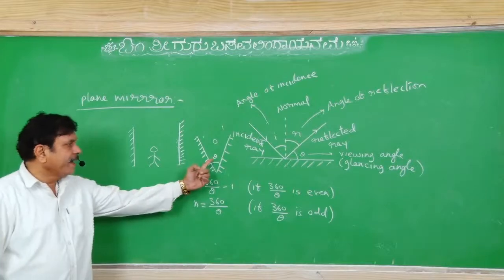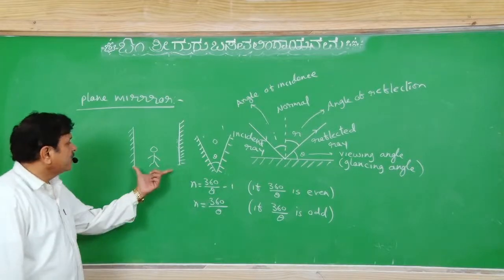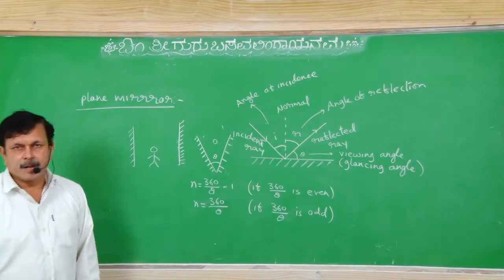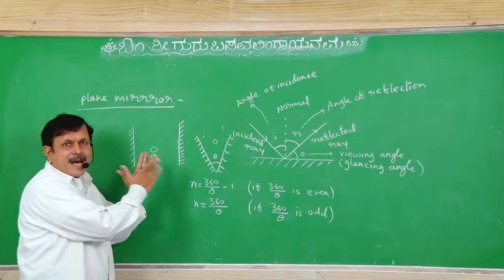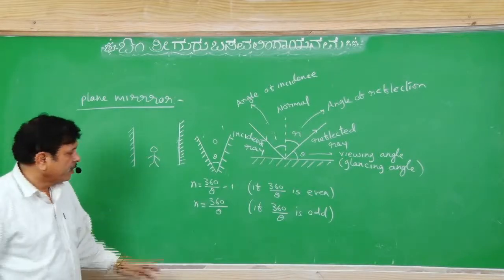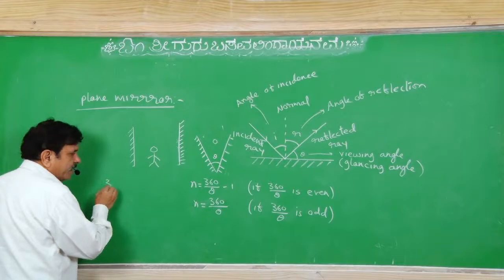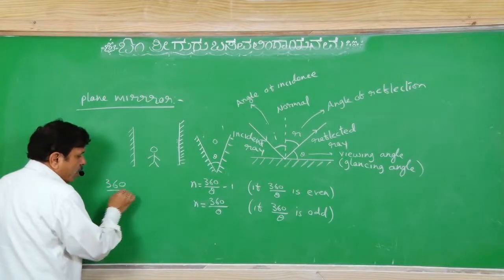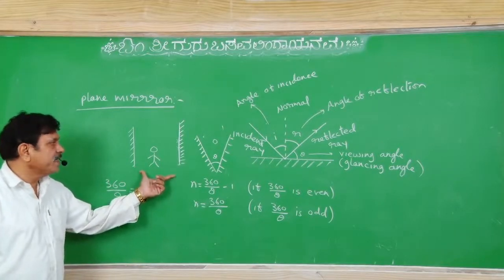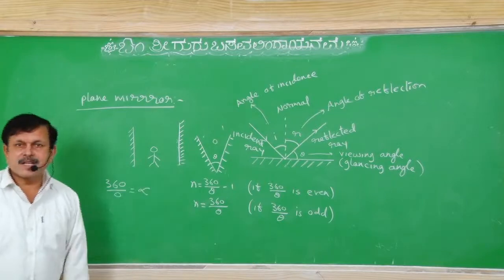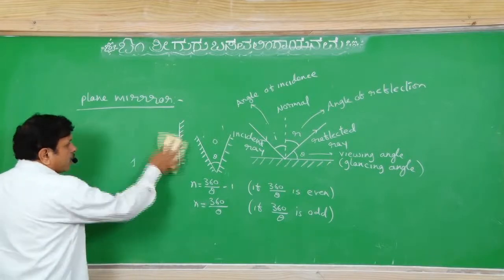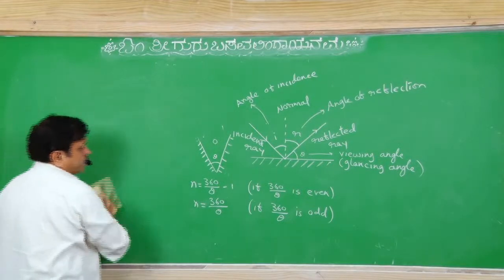Now say two plane mirrors are parallel to each other and a person stands in between them. The angle between two parallel mirrors is taken as 0 degrees. If you use this formula, 360 by 0 comes out to be infinity. So you will be able to see infinite images of the person when a person stands between two parallel plane mirrors. Now coming to spherical mirrors.